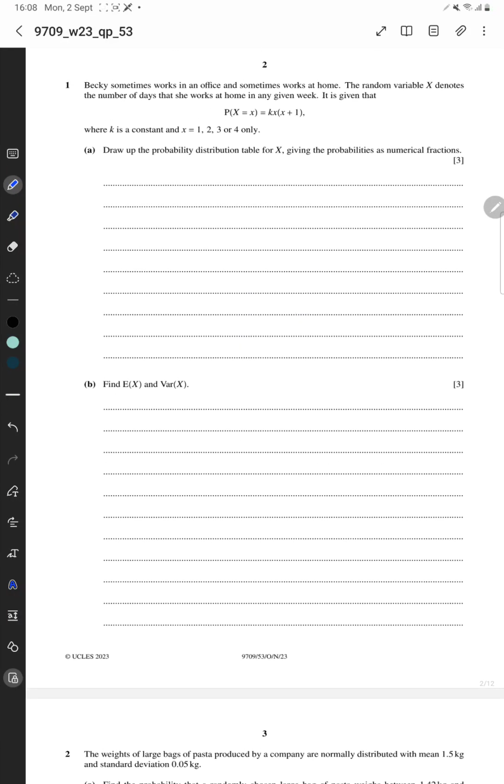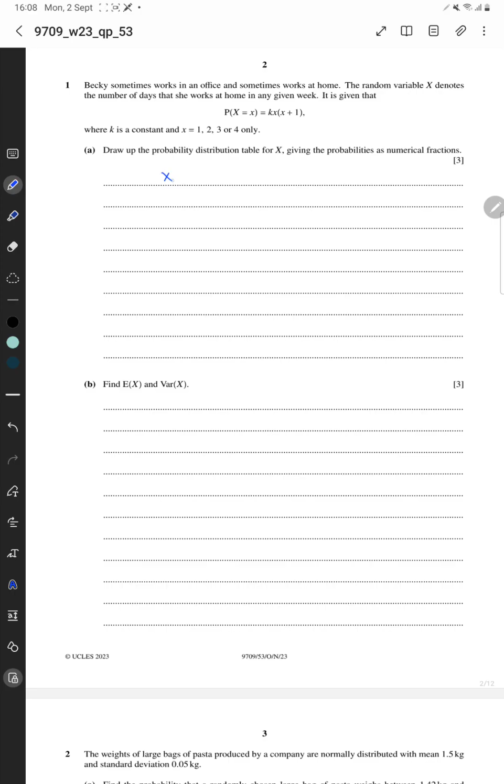So we are going to the first question. It says here Becky sometimes works in an office and sometimes works at home. The random variable X denotes the number of days that she works at home in any given week. It is given that the probability of X equals x is equal to kx(x plus 1), where k is a constant and x is equal to 1, 2, 3, and 4. And the first question is asking us to draw a probability table.